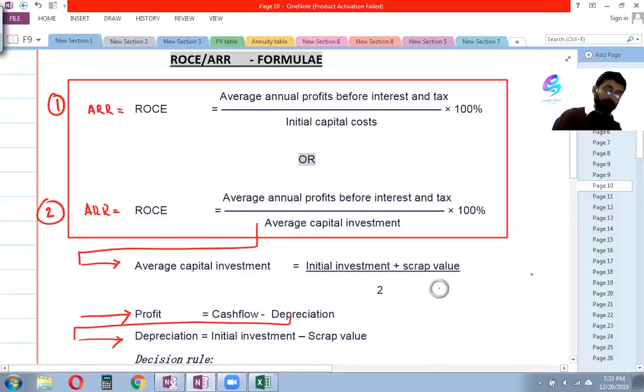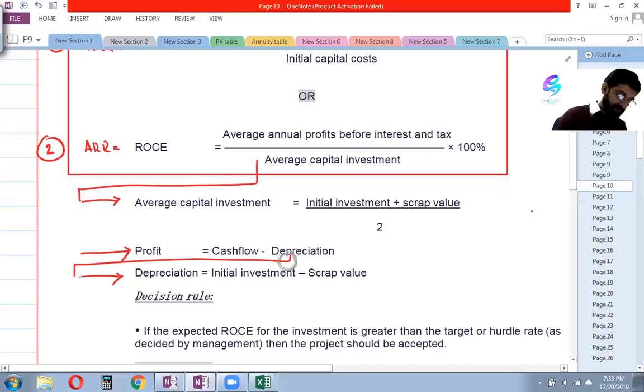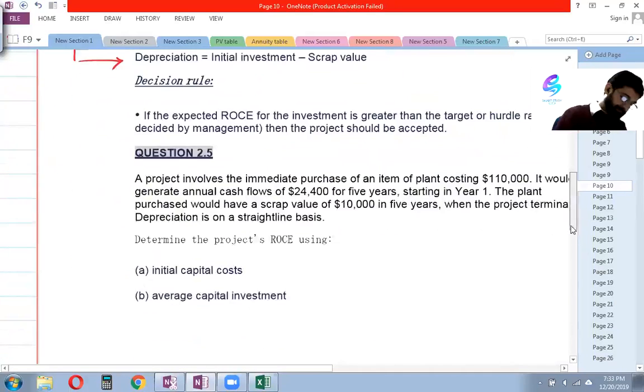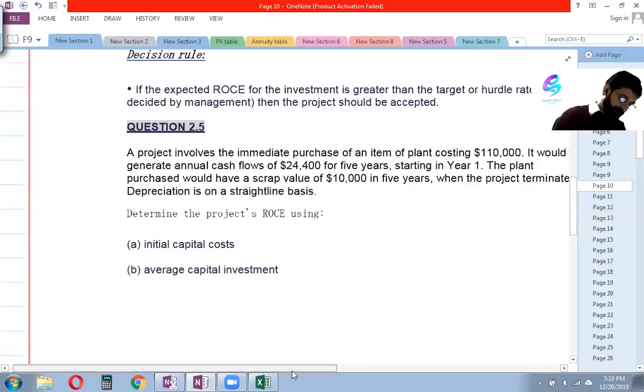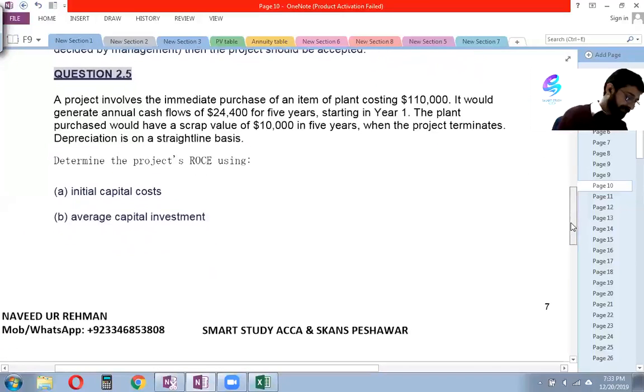If you're not given profits, and you're given the cash flows, that's how you convert cash flow into profits. If you are not given the depreciation figure, that's how you calculate the depreciation figure. Now, we will do a question on this, and I hope it will make more sense after that.